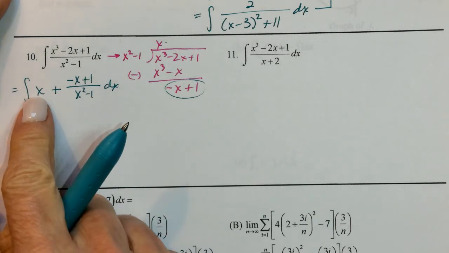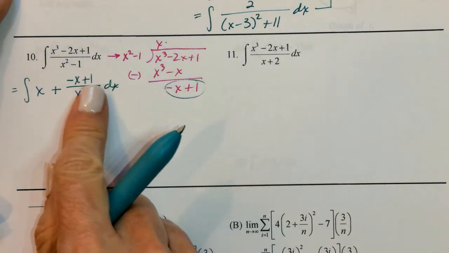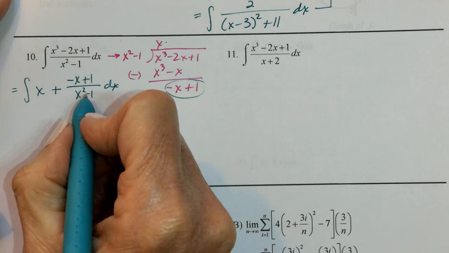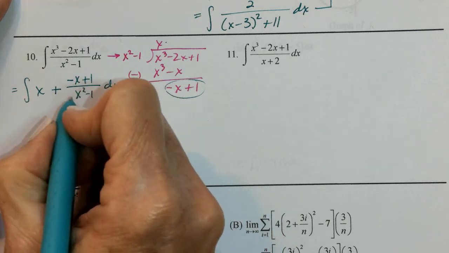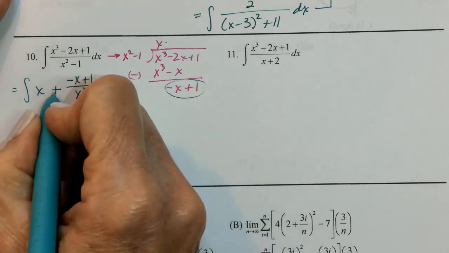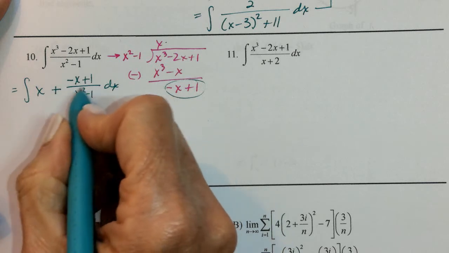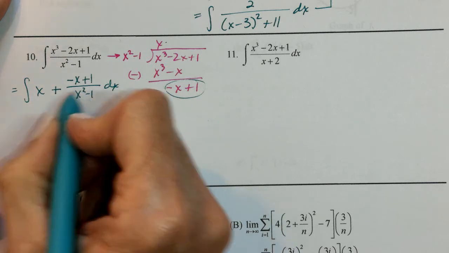I know how to take the integral of x. Over here, though, what do we do with that? Well, I see this negative x minus 1. I want to factor out a negative because I know I can factor x squared minus 1. It's a difference of squares.